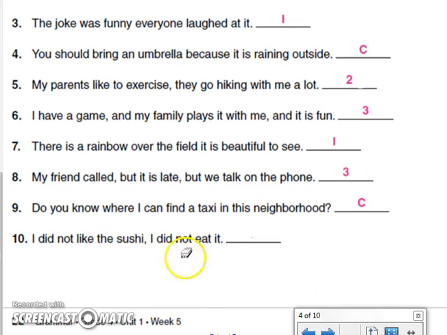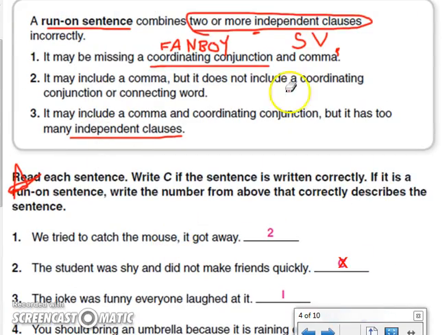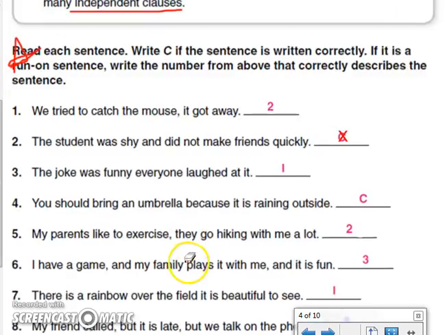I did not like the sushi. I did not eat it. Ooh, I have a comma. So then I should ask myself, I did not like the sushi. Yep, that stands alone. I did not eat it. Yeah, that stands alone. Well, if I'm going to use a comma, I need a conjunction, a number 2. I have to have a conjunction. How did you do? Did you do well?